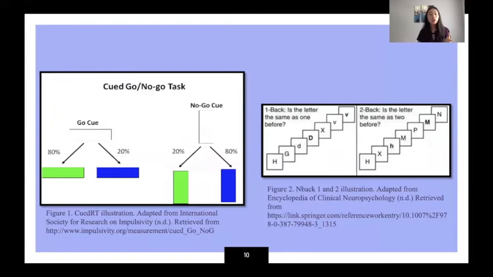So you have the cued RT on the left and the N-back 1 and 2 on the right. Basically, the cued RT is based off of the orientation of a white rectangle. You can probably infer that it's going to turn green or that it's going to turn blue based off of the probabilities you see on the screen. However, if it turns green, regardless of its orientation, you have to hit a key on the keyboard. If it's blue, you have to inhibit a response.